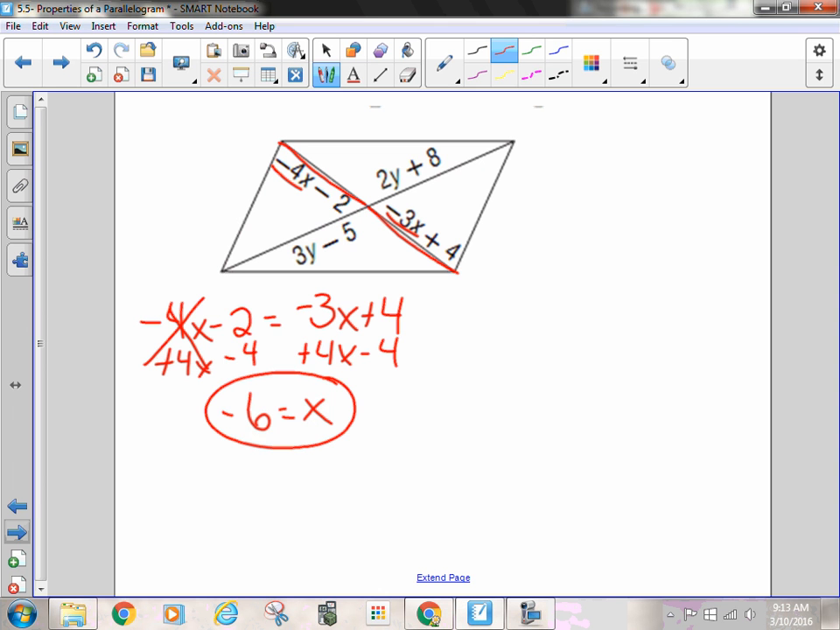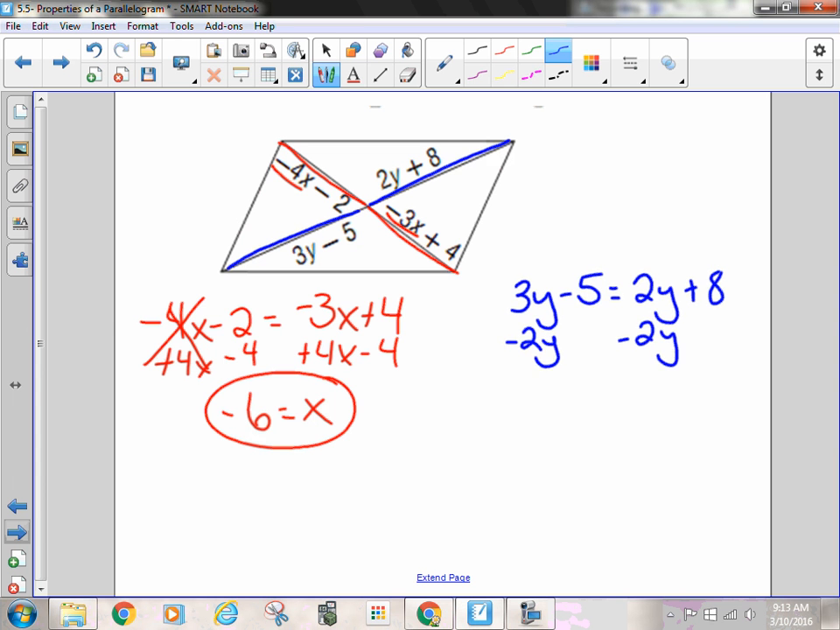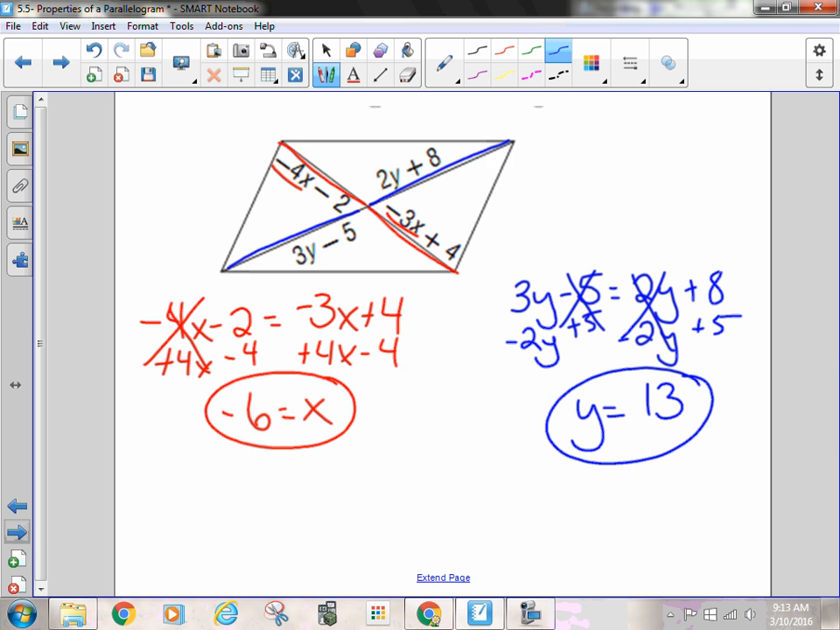Okay, so now we're going to do the same thing for y. This side is congruent to this portion. So 3y minus 5 equals 2y plus 8. I'm going to subtract 2y to both sides, and I'm going to add 5 to both sides. 3y minus 2y leaves me with y equals 13.